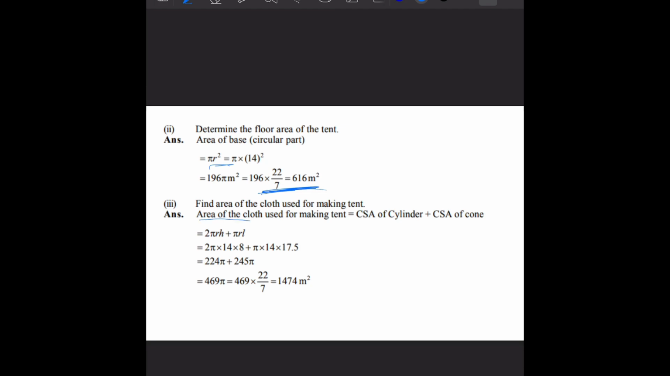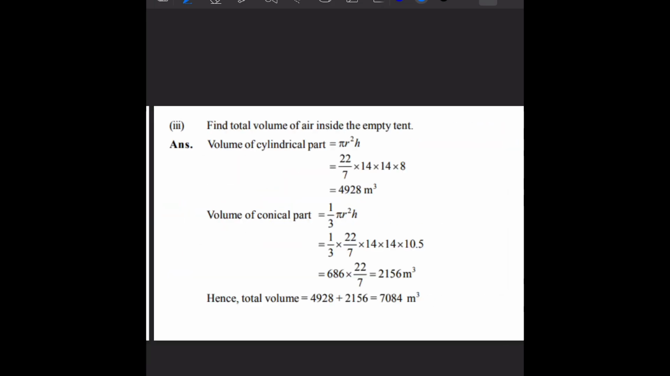Find the area of the cloth used for making the tent. How do we find the area of the cloth? CSA of a cylinder and CSA of a cone. What is the CSA of a cylinder? 2 pi RH. What is the CSA of a cone? Pi RL. We have everything with us. 2 pi into R, R is 14, H is height. Plus pi, R is 14. अभी थोड़ी देर पहले हमने L निकाला है, that is 17.5. By calculating this, we'll get 469 pi. Put the value of pi and you'll get this answer.